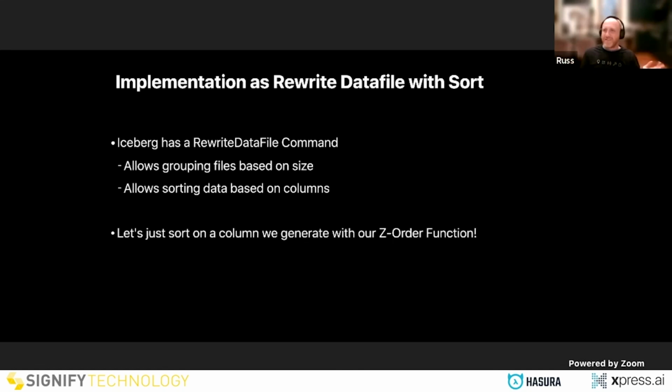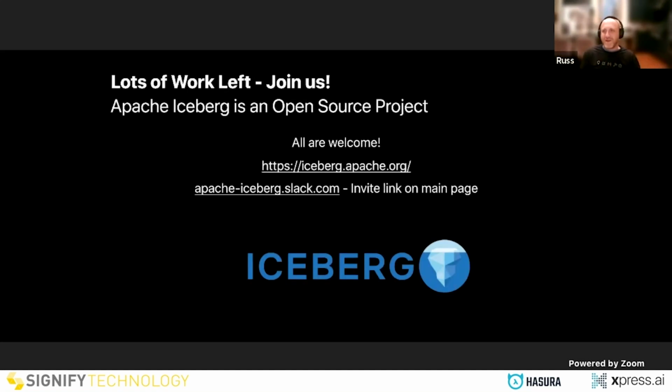So I know this was a lot of talk about z-order curves, not a lot of talk about Iceberg, and I'd be glad to talk a lot about that in the Q&A. But there's a lot of work left to be done on this implementation and also the discussion of how we're getting it done. And I would be remiss if I didn't tell everyone that Apache Iceberg is an open source project and everyone is welcome to contribute.